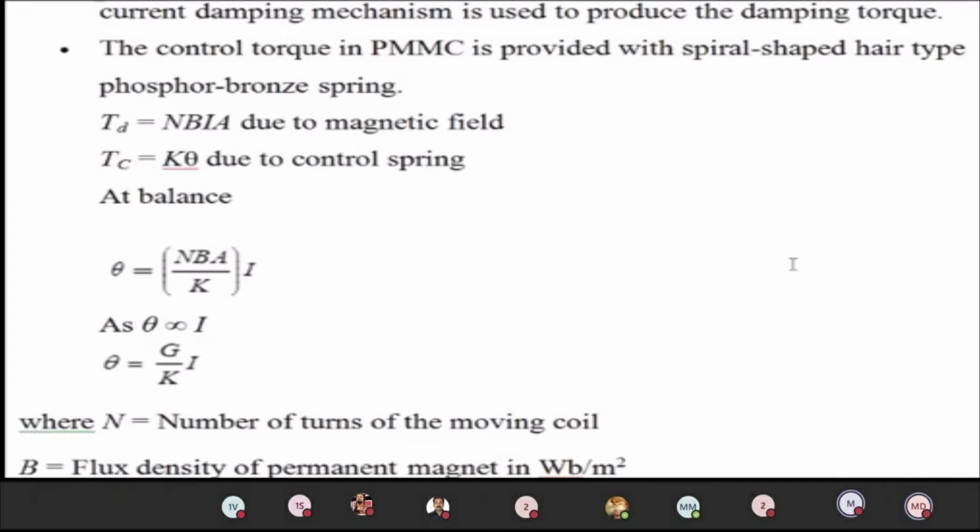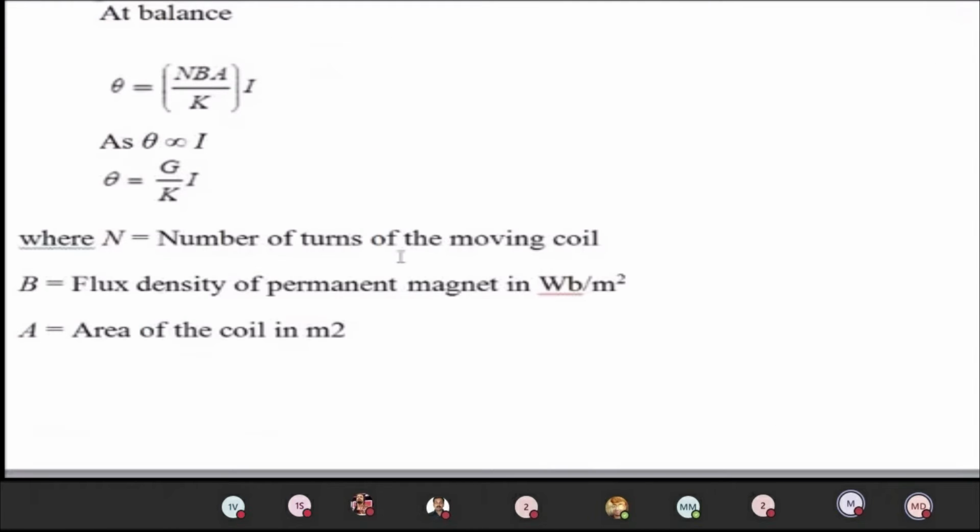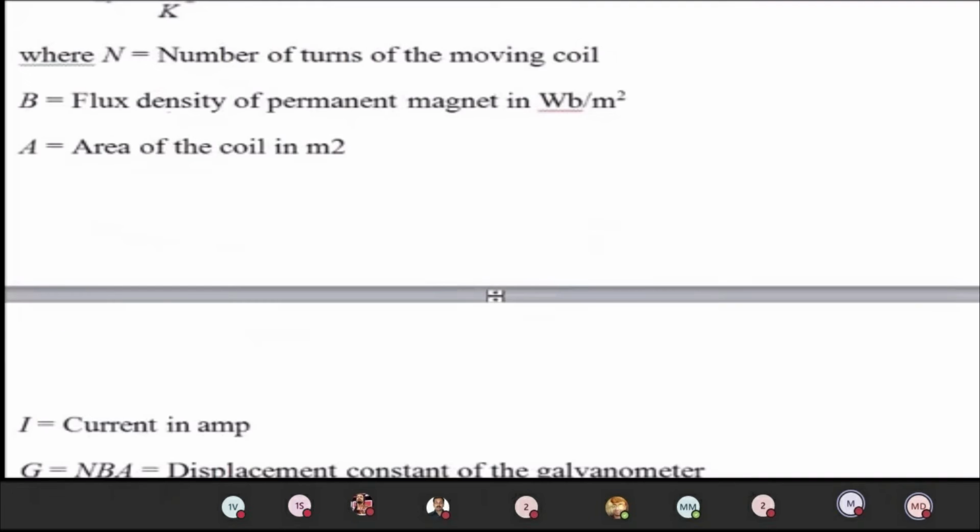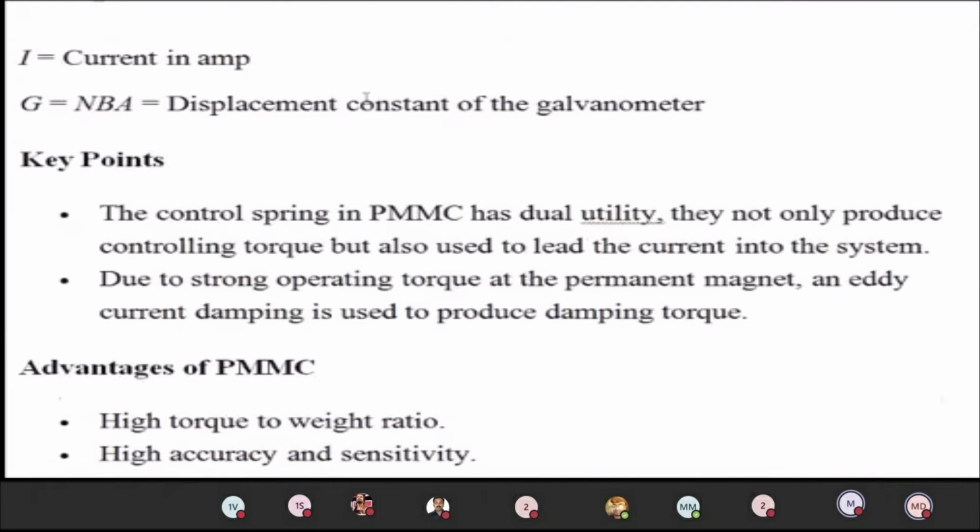Here the deflection angle is directly proportional to I. So we can introduce a constant NBA = G. So finally we have θ = GI/K. Where N stands for number of turns of the moving coil, B is the flux density of the permanent magnet in Weber per meter square, A is the area of the coil in meter square, and I is the current in amperes, where G is the displacement constant of the galvanometer.